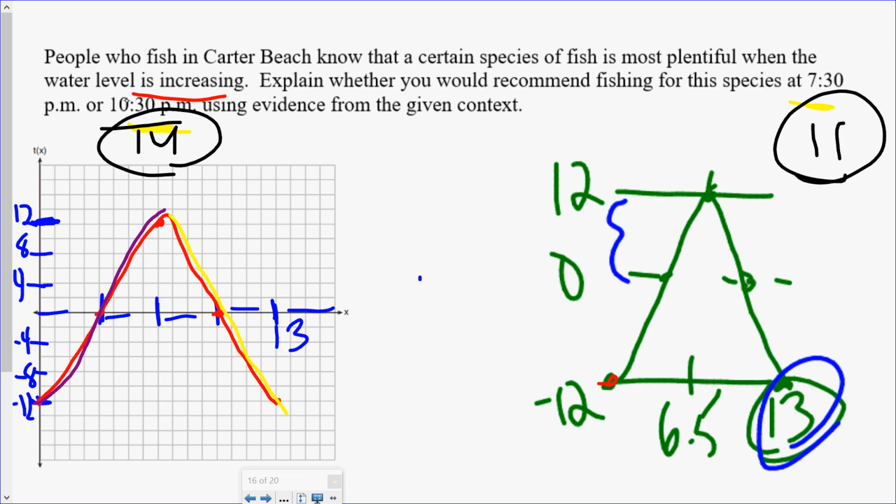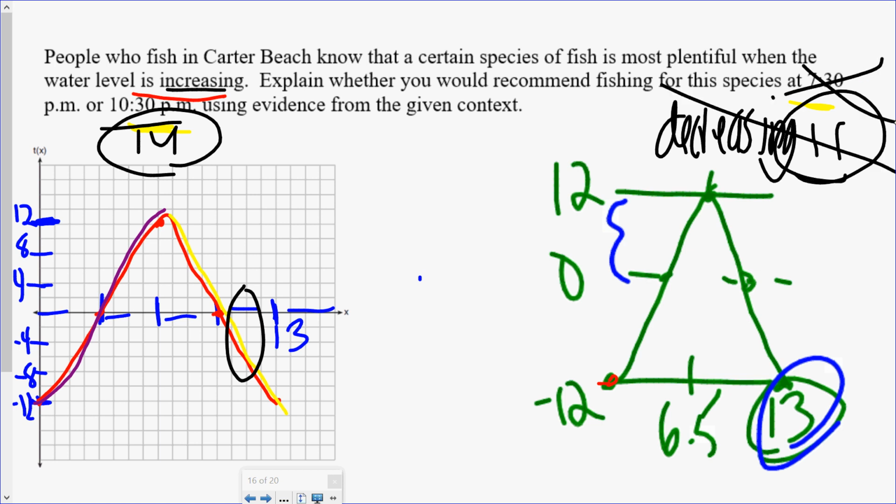So time 11 would fall somewhere around here. Are we increasing or decreasing at that point? Well, at time 11, it's decreasing. So we want to go when it's increasing. 7:30 is a bad idea.